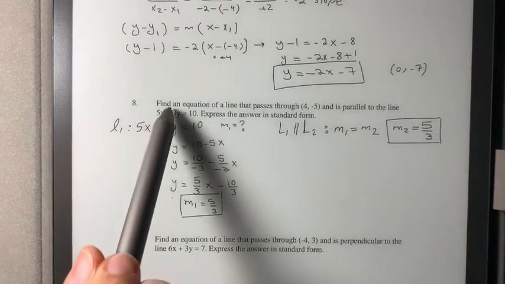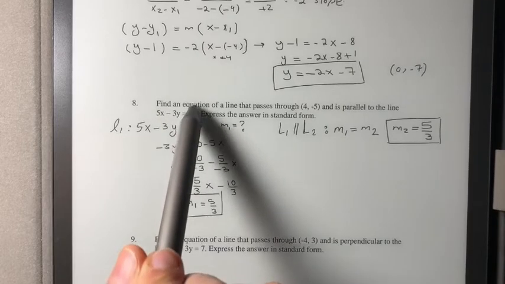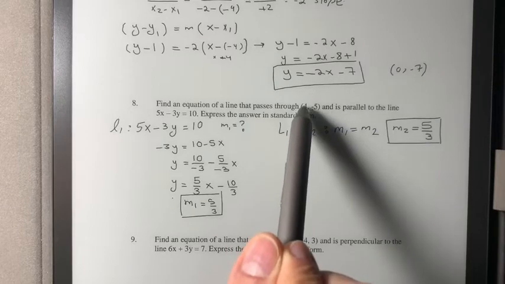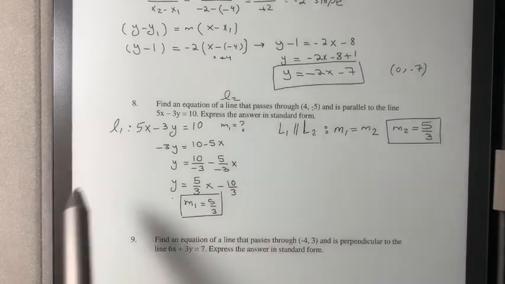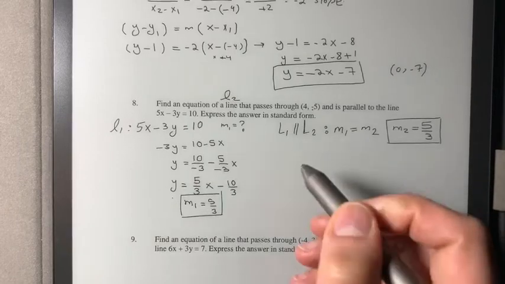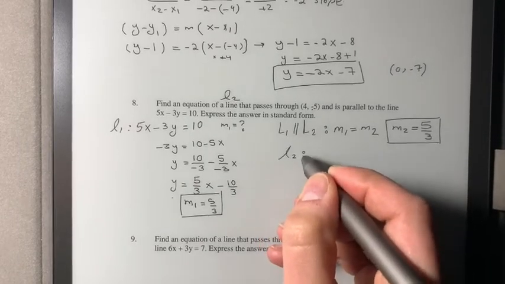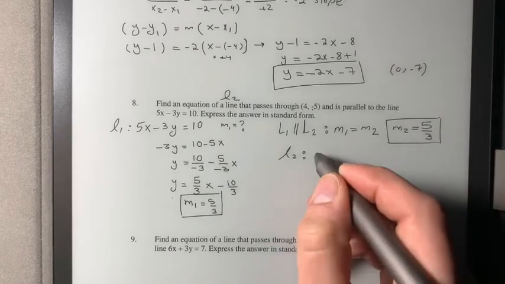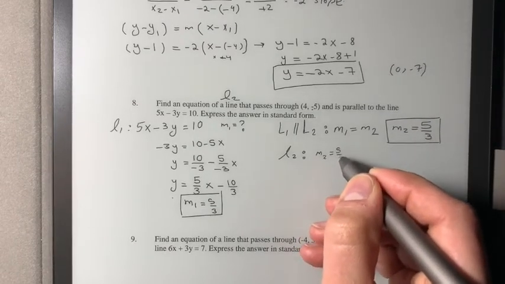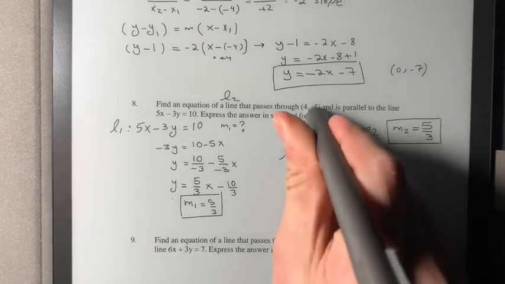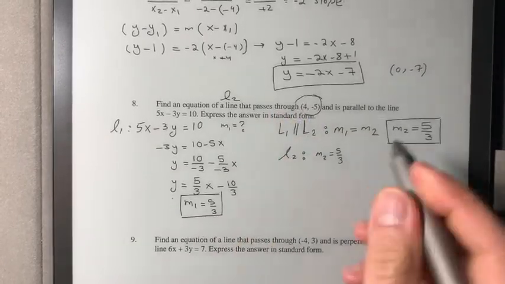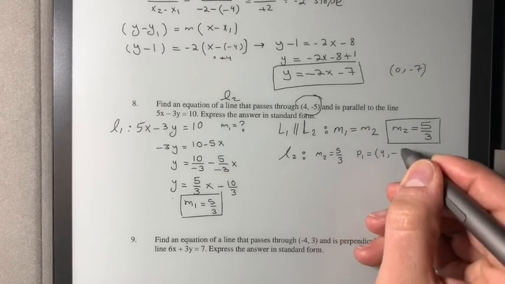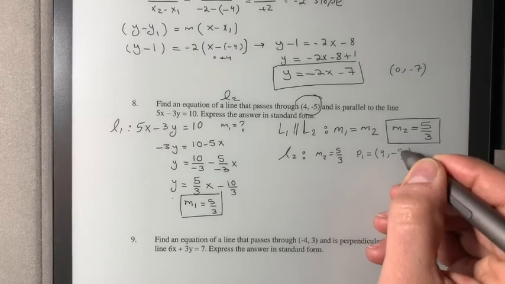If you go back to the question, it says find an equation of a line that passes through this point. So we said this unknown line is L2, correct? I want an equation for L2. I know that the slope is M2 equal to 5 over 3, and I know one more thing about this line. I have the point 4 and negative 5. I have two pieces of information about this line.